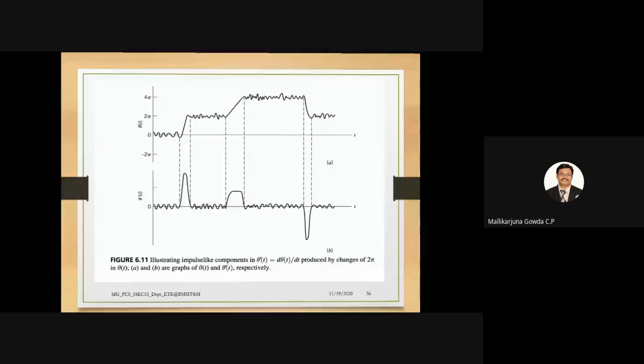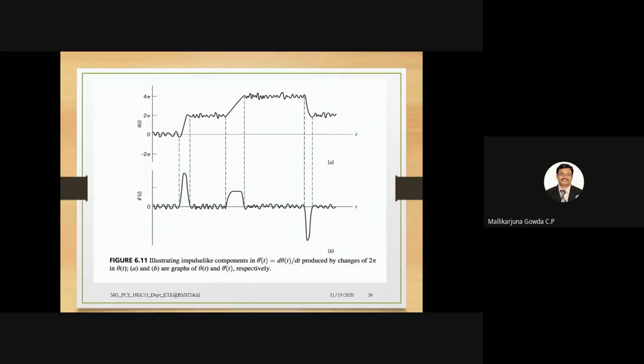Now we would like to understand clicks. When we were discussing the threshold effect, I was telling about clicks. At first we receive individual clicks, and then as the carrier to noise ratio increases, the click sound becomes sputtering noise. This is theta of t at the input of the discriminator.